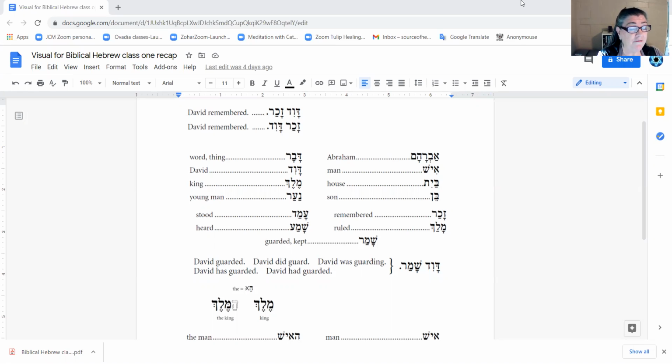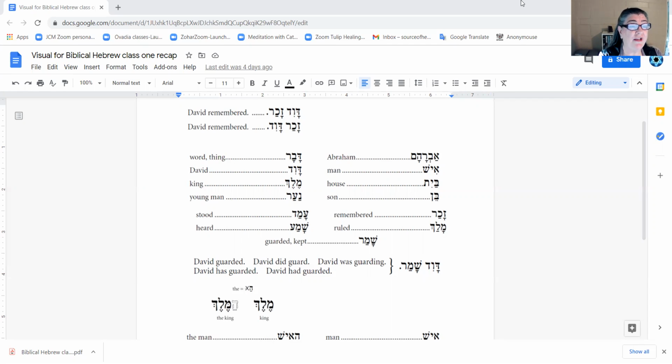For example, Avraham, Abraham. Ish, man. Bait, house. Ben, son. Zachar, remembered. Malach, ruled. Devar, word or thing. David, David. Melech, king. Na'ar, young man. Amad, stood. Shama, heard. Shamar, guarded or kept.